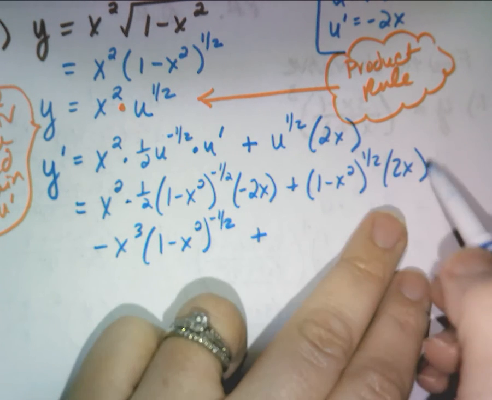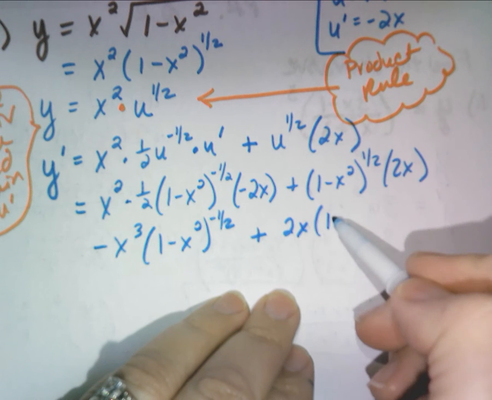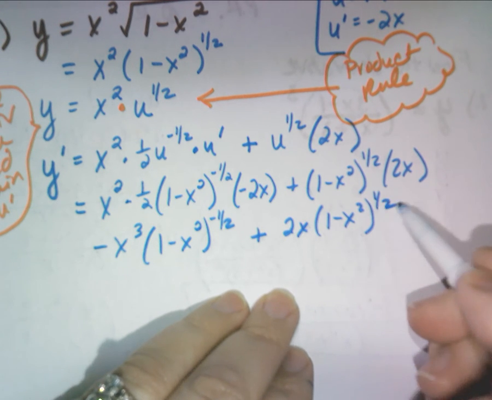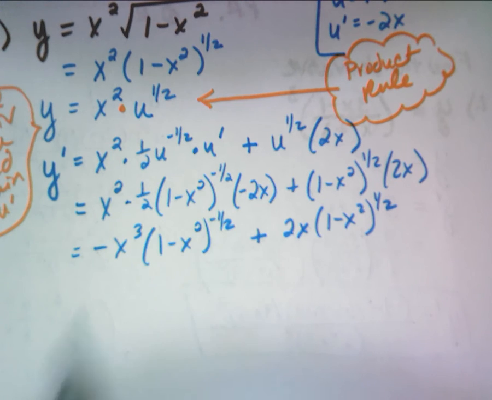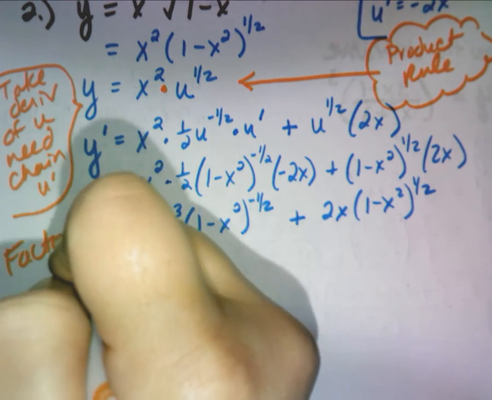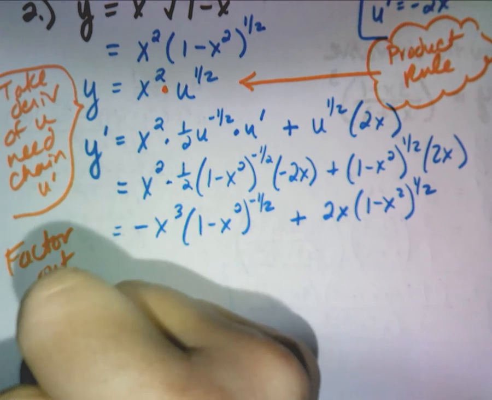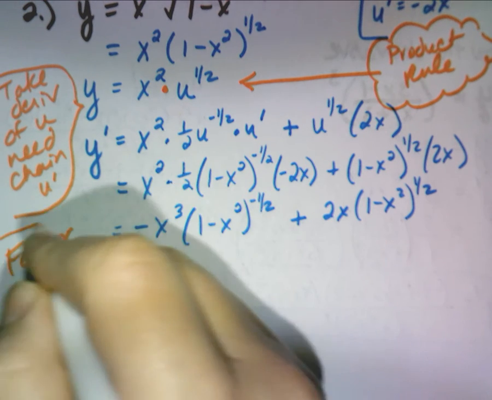I'm going to leave this just like it is, 1 minus x squared to the negative 1/2. Plus, I'm going to take this 2x to the front, and then leave this as 1 minus x squared to the 1/2. There's a method to my madness. This goes way back to September, when you had to simplify by factoring. Factor out the lowest powers.